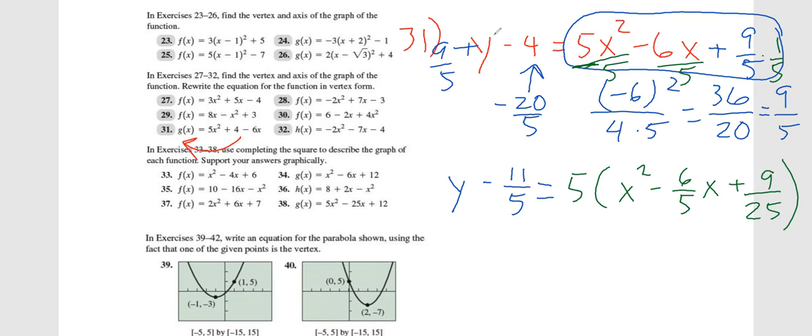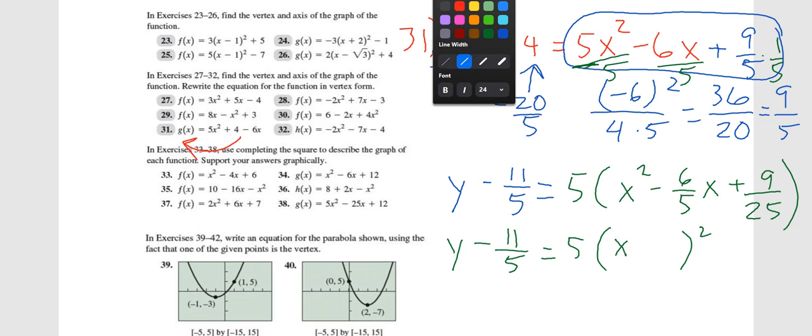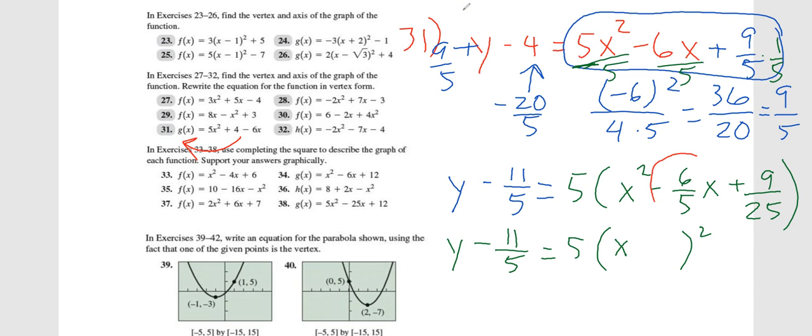Okay, looking beautiful so far. y minus 11 fifths equals 5 times this. Now this thing is a perfect square. The question is, what's it a perfect square of? Well, if you remember in class, we talked about what you would do with, here, let's use red, this chunk right here. We said you would cut it in half. Well, what's half of negative 6/5? Negative 3/5.